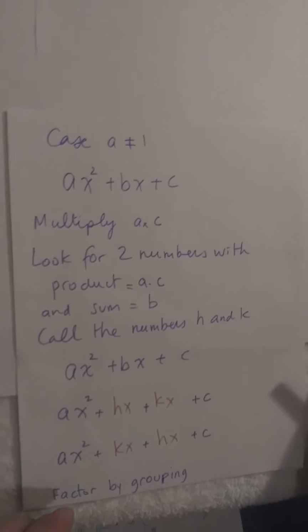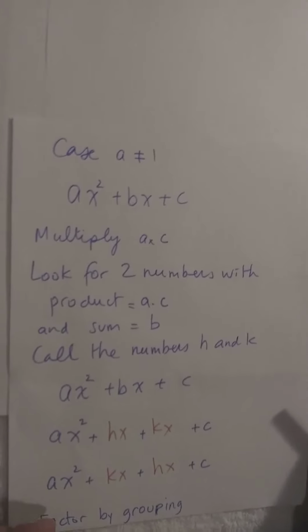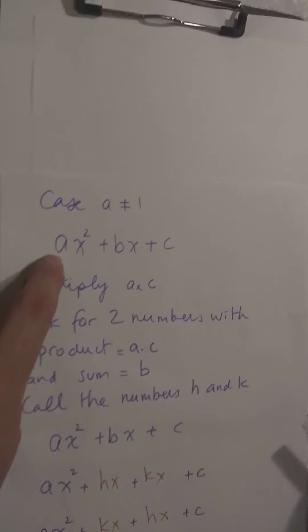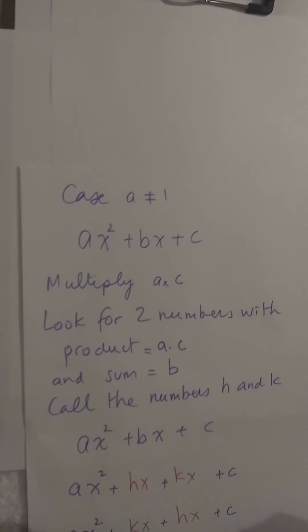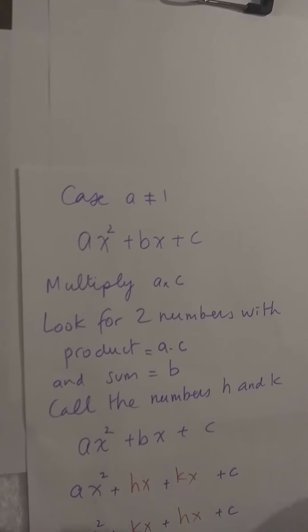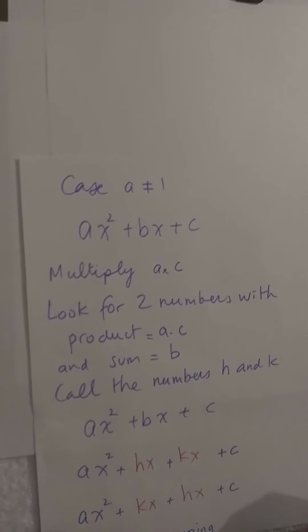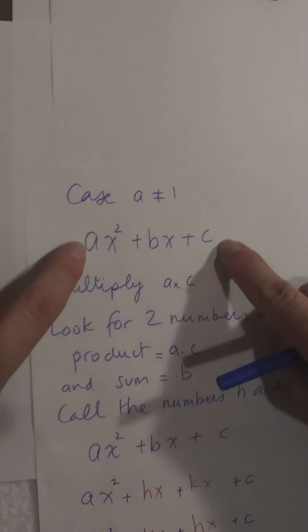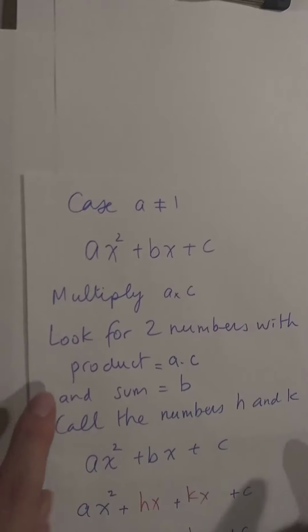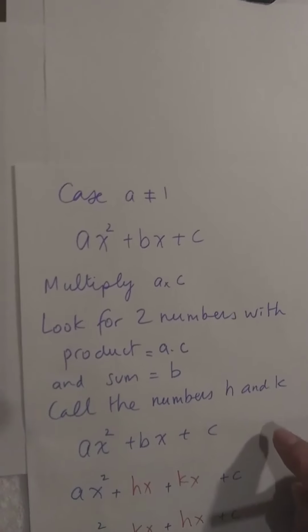What about the case when a is not equal to 1, the first coefficient here? Well, when a is not equal to 1, there's a couple of methods, but we're going to go over one for factoring these. First step is multiply a times c, and then look for two numbers with product ac and sum b.